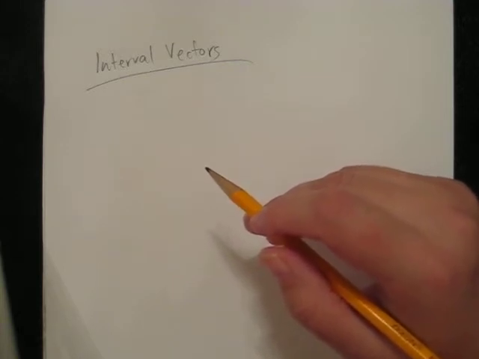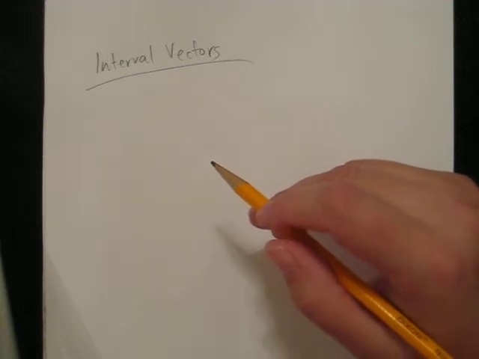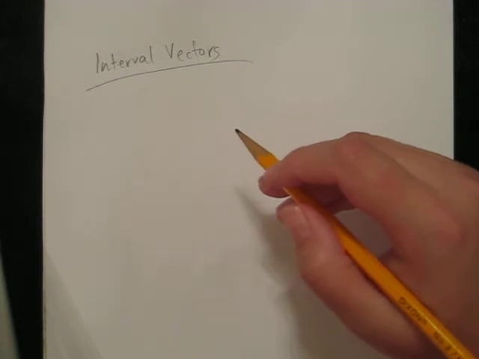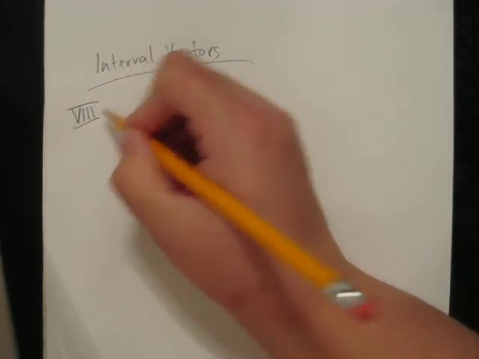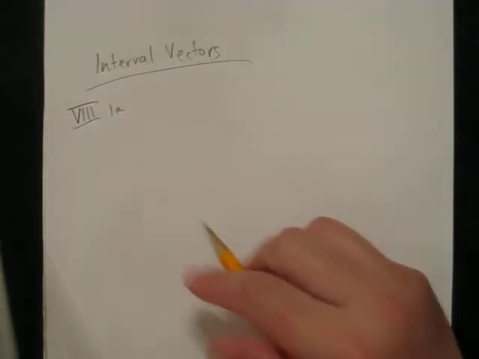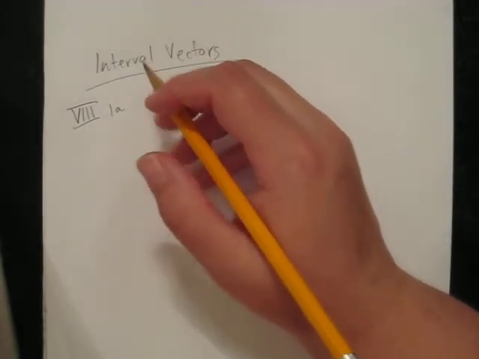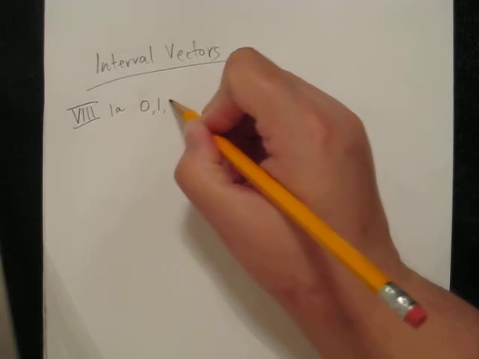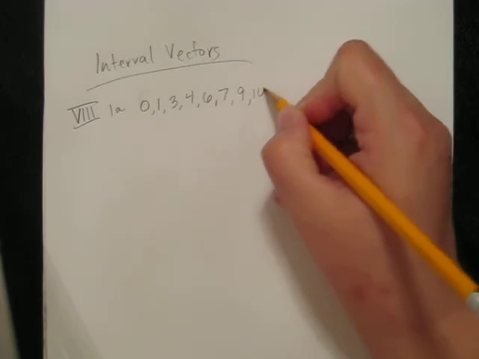For right now, let's just go over to, let's see here. Chapter 1, Section 8. Section 8, 1A. Okay, the set that they give us is 0, 1, 3, 4, 6, 7, 9, and 10.